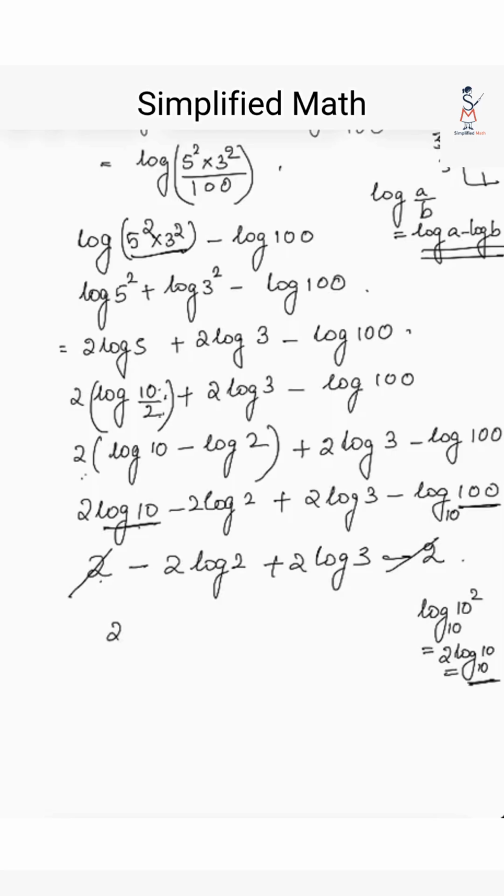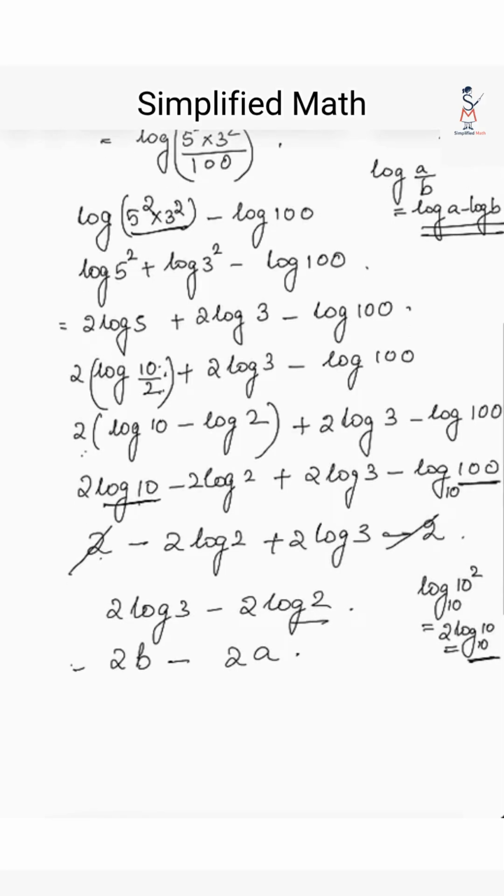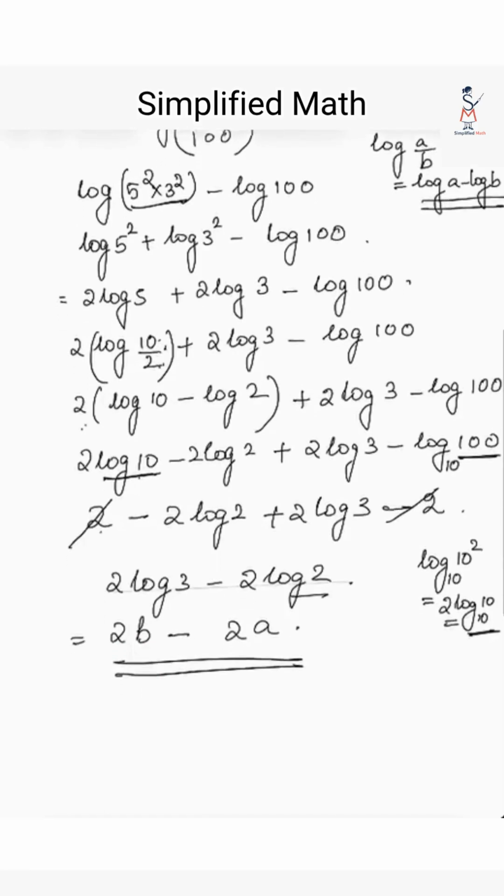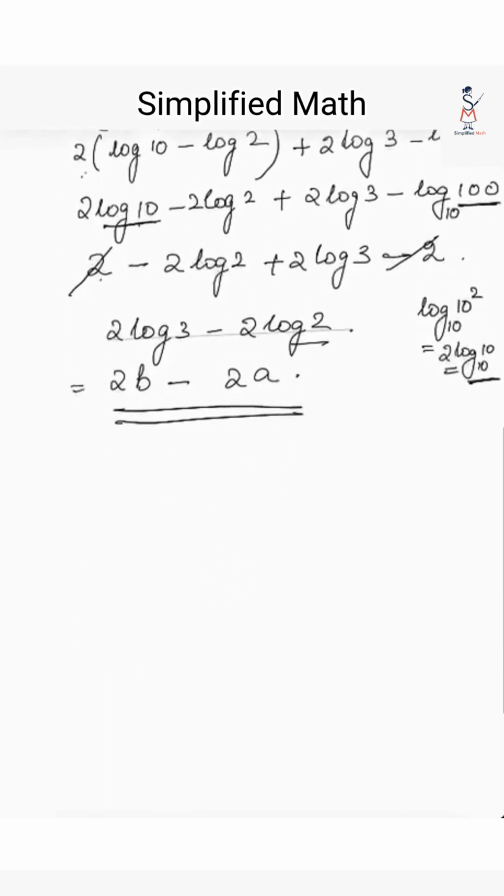So this will become 2 log 3 minus 2 log 2. That is 2, log 3 is b, and log 2 is a. 2b minus 2a is the answer to this. Fine. Now we'll see the third one.